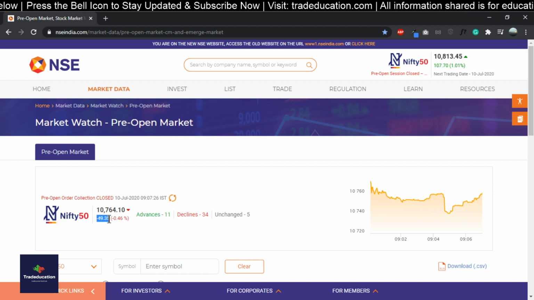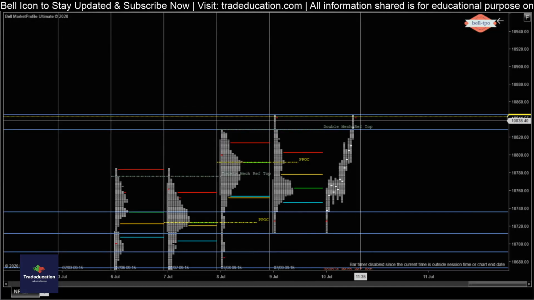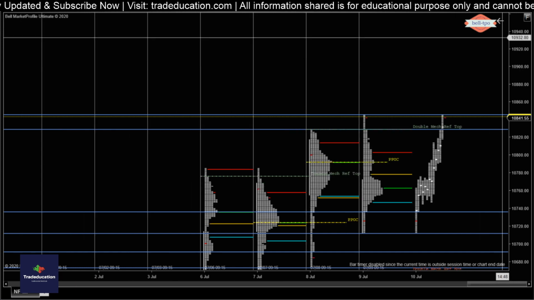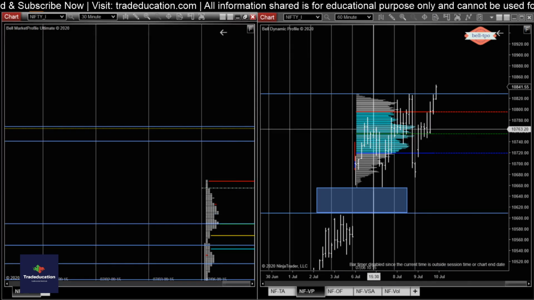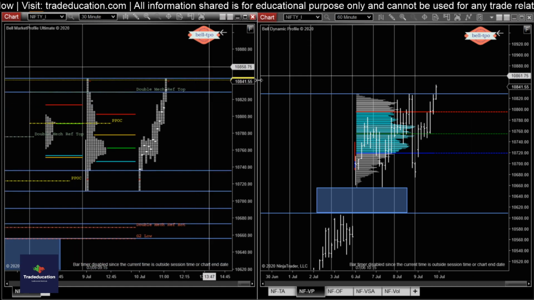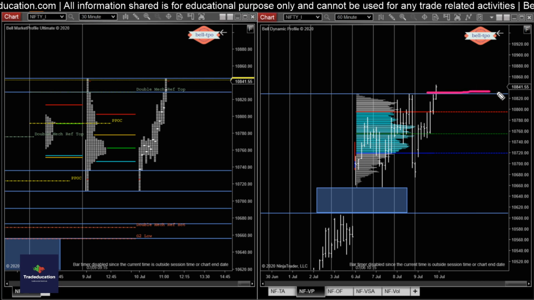So it's going to open 50 points down. What this means is that it's going to open within yesterday's range. Now let me jump to the volume profile chart. As the auction is going to open within yesterday's range, the first hypothesis which I shared is that we should see continuation to the upside.